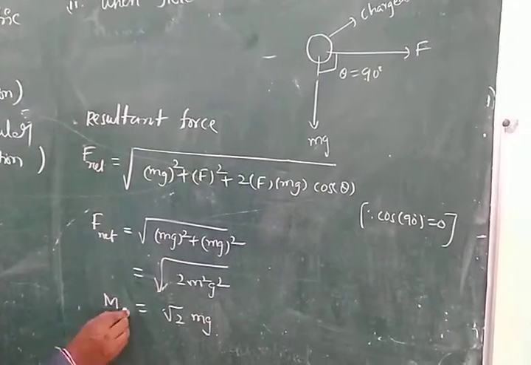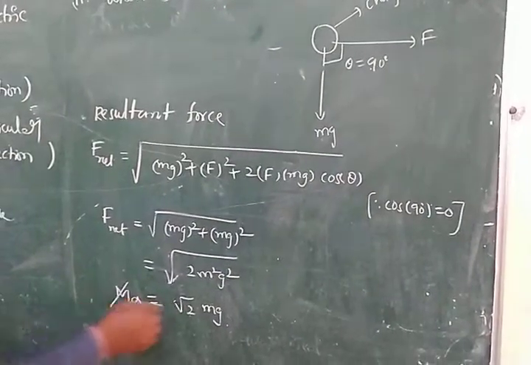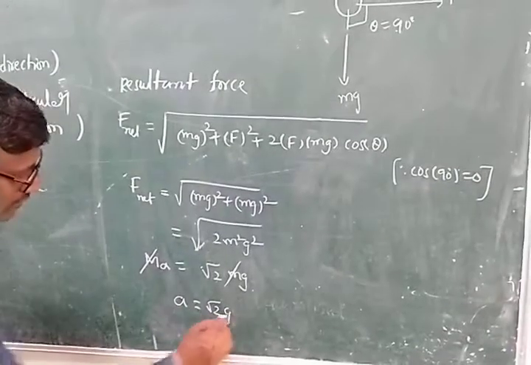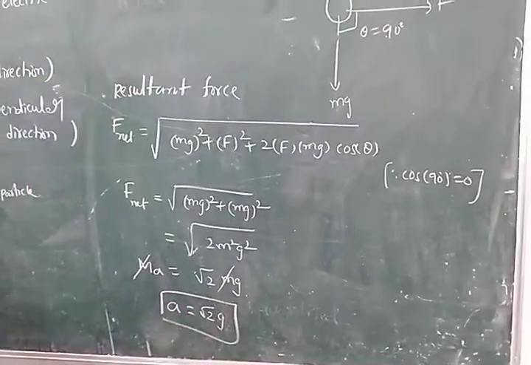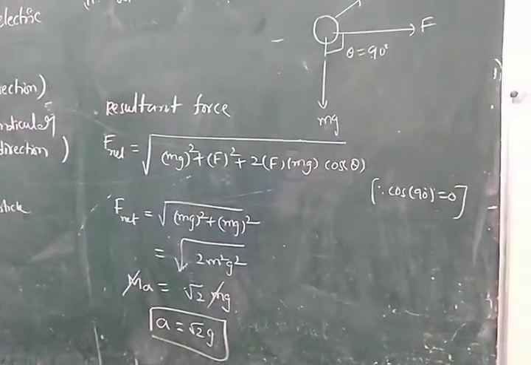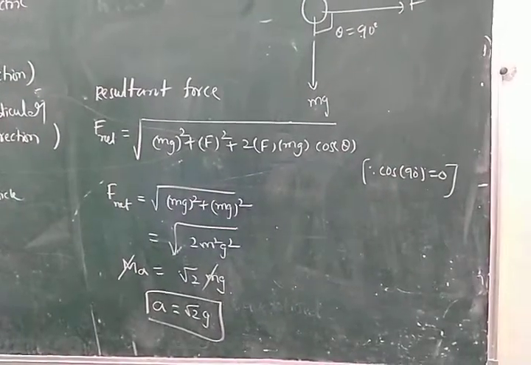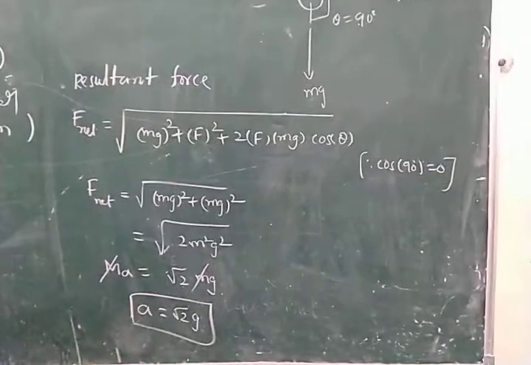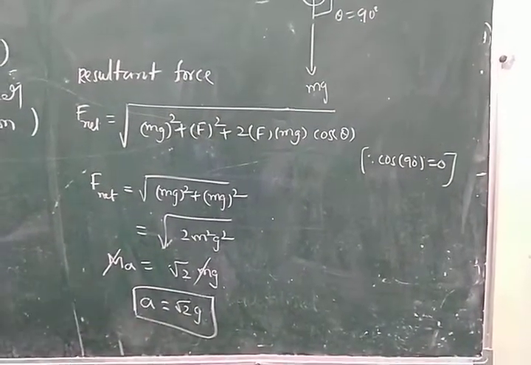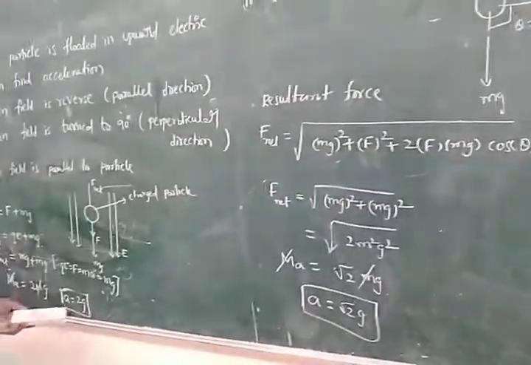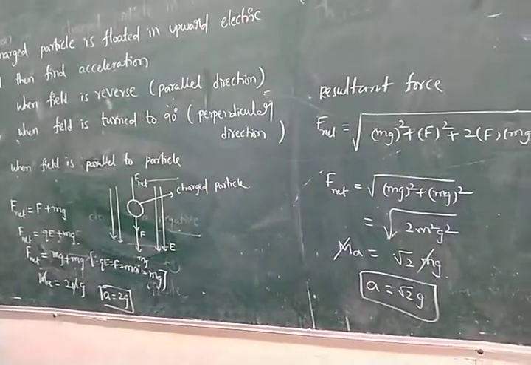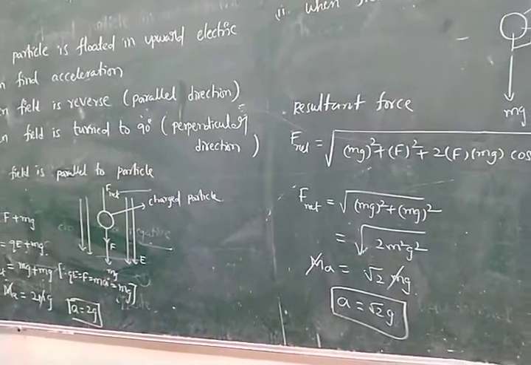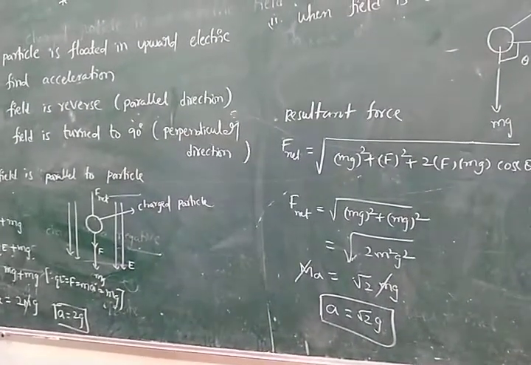F net is equal to mass into acceleration. This mass will be cancelled. This acceleration is equal to root 2 into g. When the charged particle is turned to 90 degrees, perpendicular to the electric field, then acceleration A is equal to root 2 into g. If it is turned to parallel, then A is equal to 2 into g. See, these are the two special cases of motion of a charged particle in an electric field.